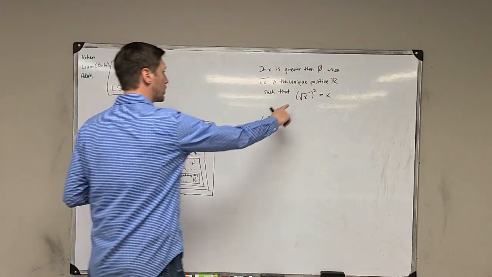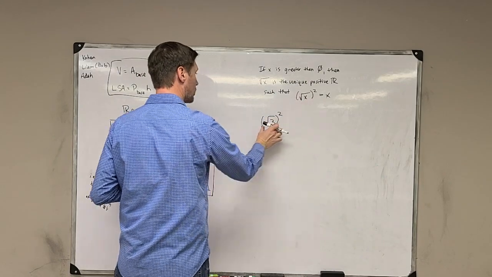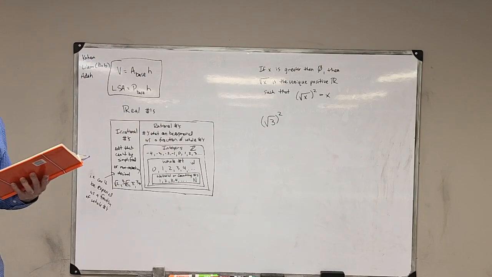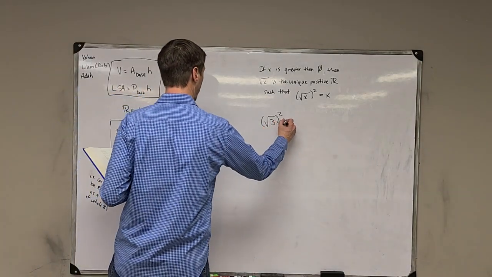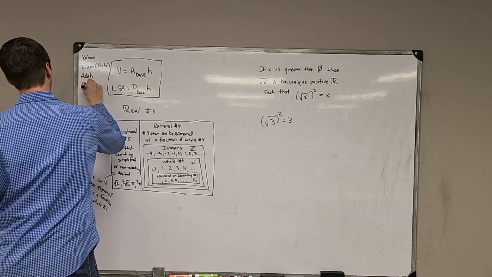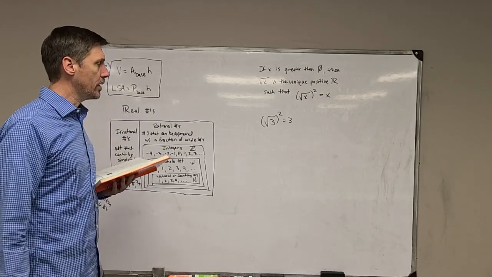If this is true, if the square root of x squared equals x, what does the square root of 3 squared have to equal? 3. It has to be 3, right? You guys see that? Is that you, Jonah? Yeah. All right. It has to equal 3.